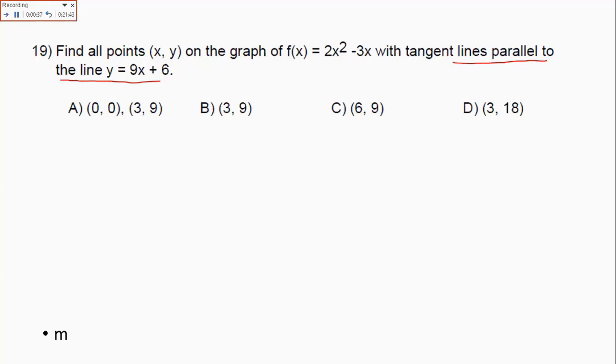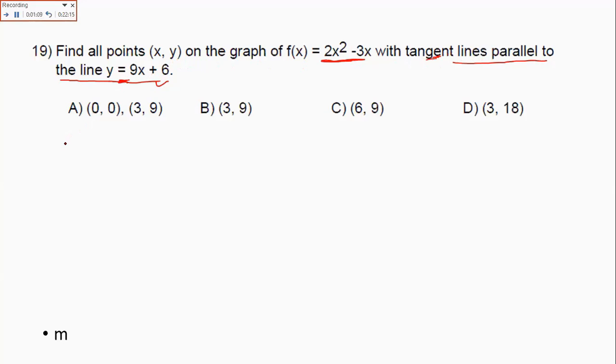The tangent line. Yes, because it's parallel. Parallel, that means you know the slope. You have to get the slope of this one, and that will give you the slope of the curve. They're asking you to find all the points x, y on this graph. You don't know this graph's slope, but they tell you the tangent of it is parallel to this line. That means the slope of the tangent is the same as the slope of this line, right?